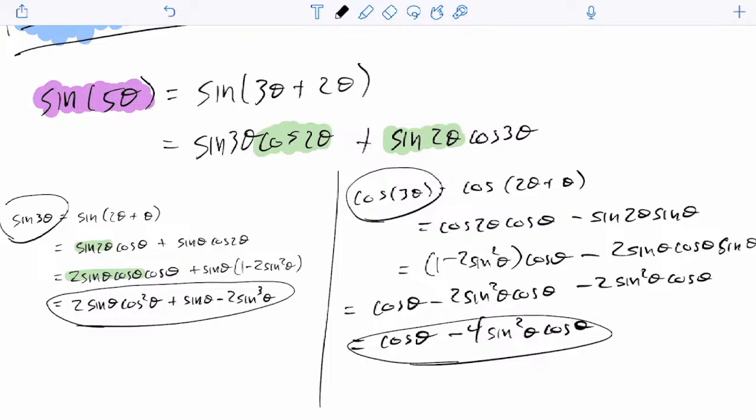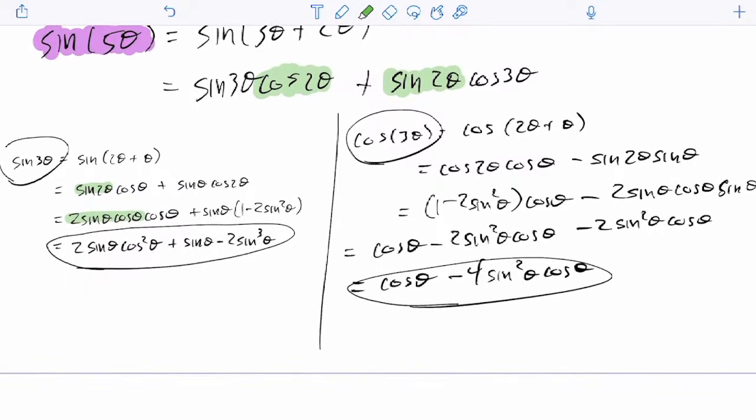Right, so here I've got the sine 3 theta formula and the cos 3 theta formula. Then you sub it all in to this thing and you've got your final answer here. So you could sub all this in and get your answer on this, if they just want it in terms of theta.